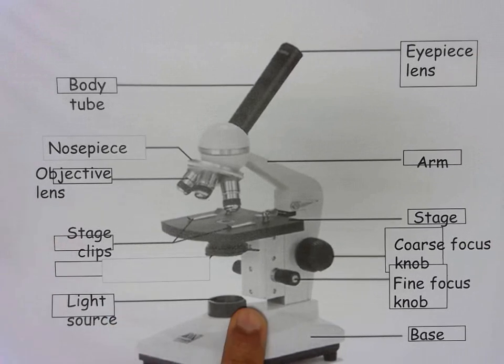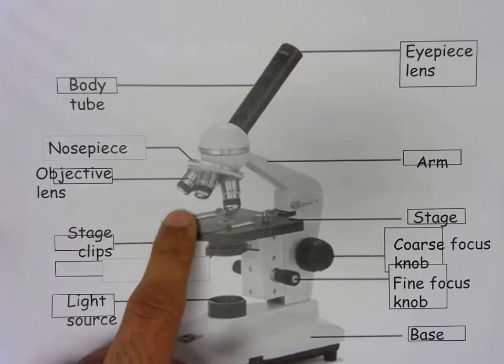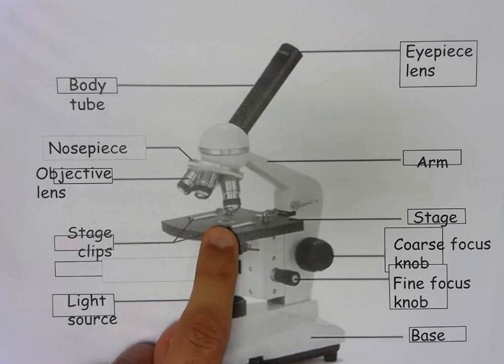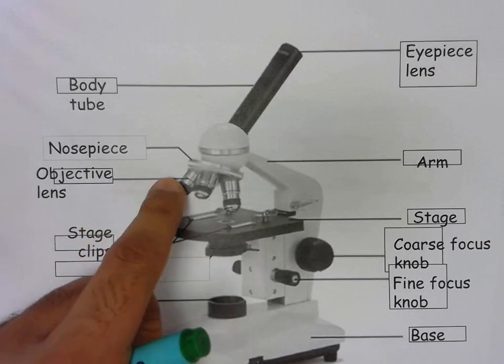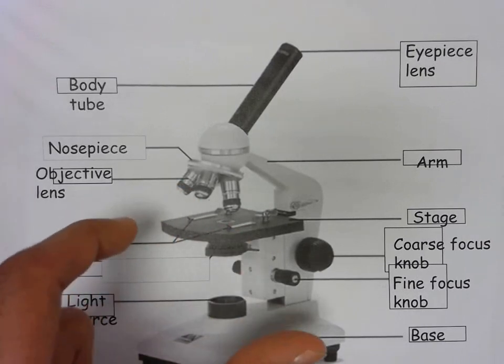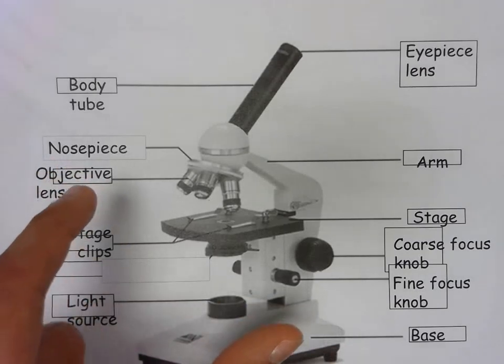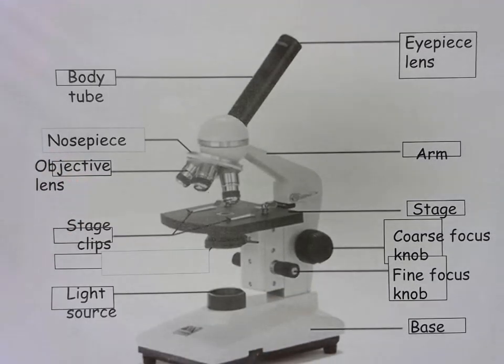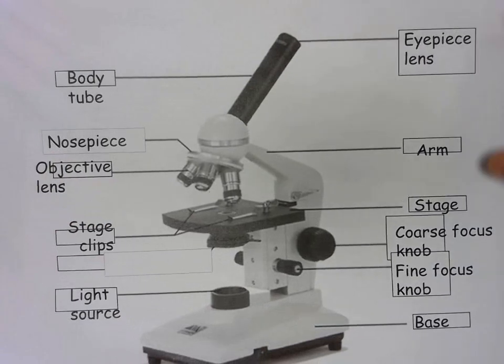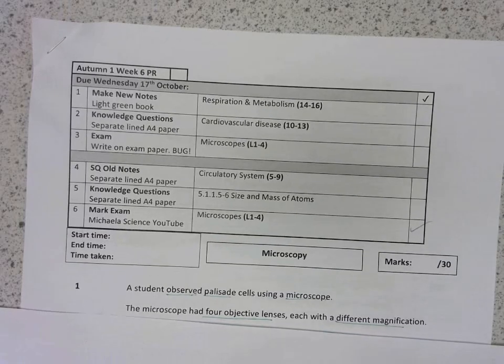There is a light source at the bottom of a typical light microscope, and the specimen is placed here. And when we use a microscope, we always start with the lowest magnification first, because it gives the largest field of view and makes it easier to find your specimen and easier to focus. So let's move on to question 1.